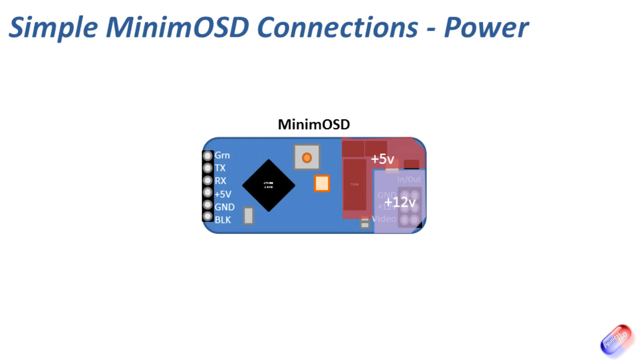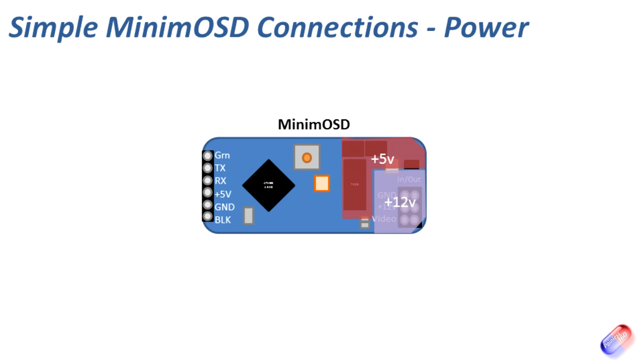Now, the way that works is that there is actually a voltage regulator that steps down the plus 12 volts that it can see on the camera side to 5 volts that it will run the Max chip for. The danger with this is that the voltage regulator that's used on the MinimOSD boards can have problems and get very hot and overheat and damage the board and potentially blow the Max chip as well.